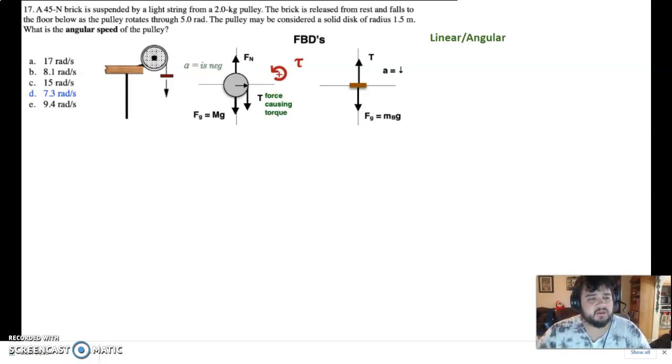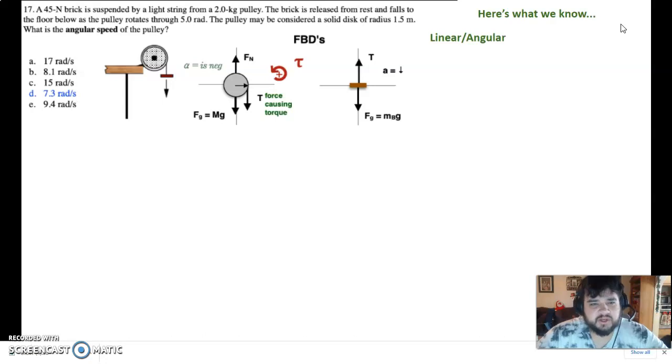So it says a 45 Newton brick is suspended by a light string from a 2 kilogram pulley. The brick is released from rest and it falls to the floor as the pulley rotates through 5 rads. The pulley may be considered a solid disk of a radius of 1.5 meters. What is the angular speed of the pulley?